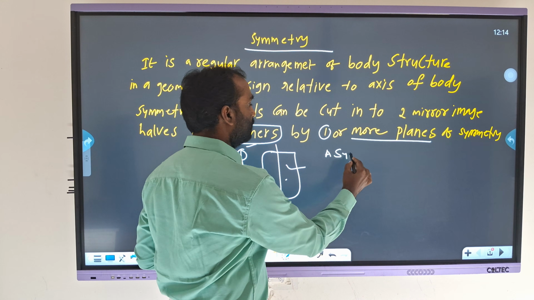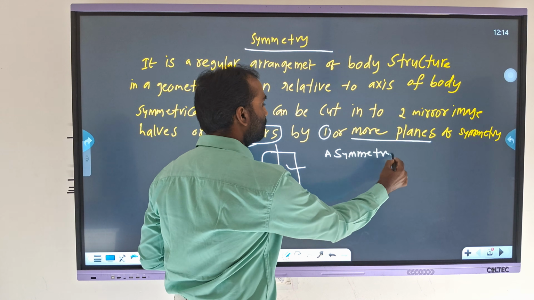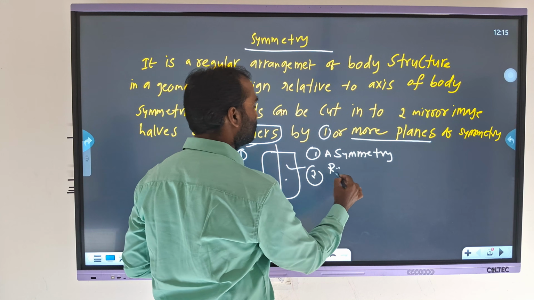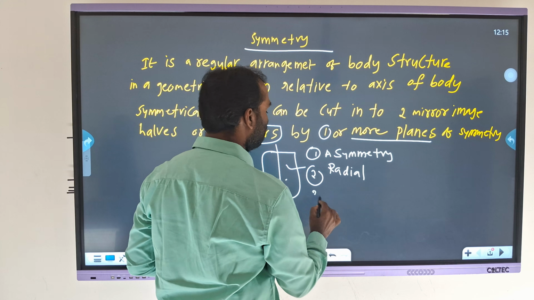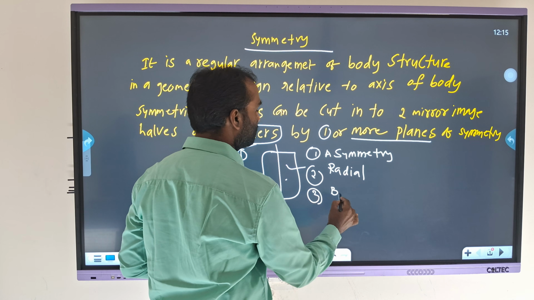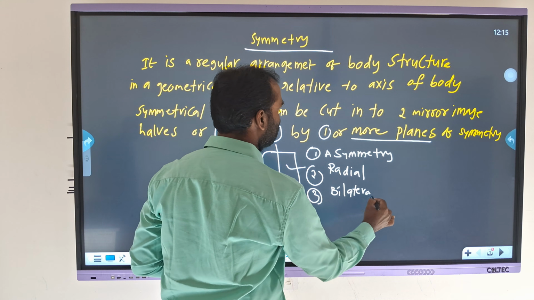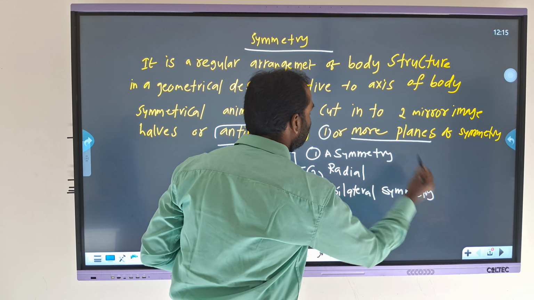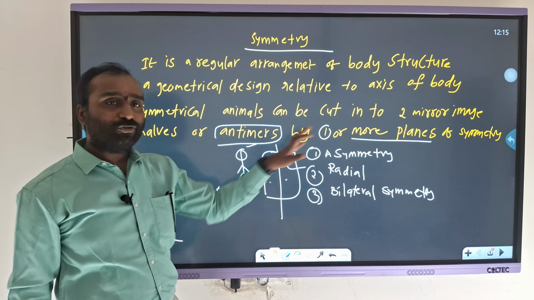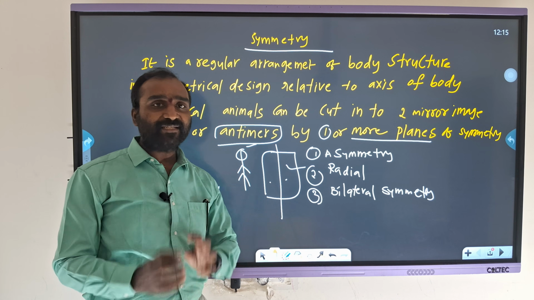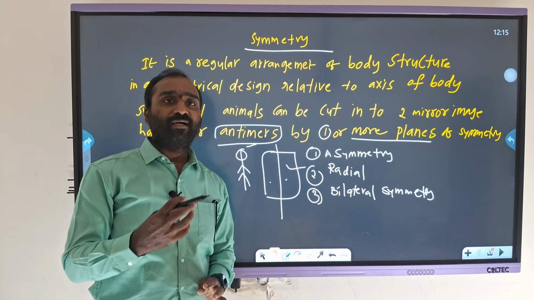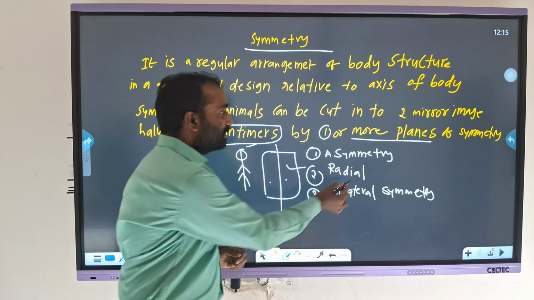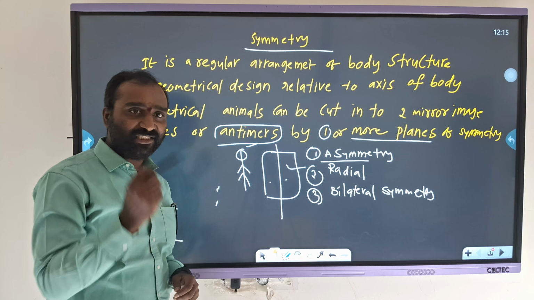First one is asymmetry. Second one is radial symmetry. And third one is bilateral symmetry. And all these types of symmetries are categorized based on the structure and position of the organism or the animal. Here it is asymmetry. A, so you can remember easily.